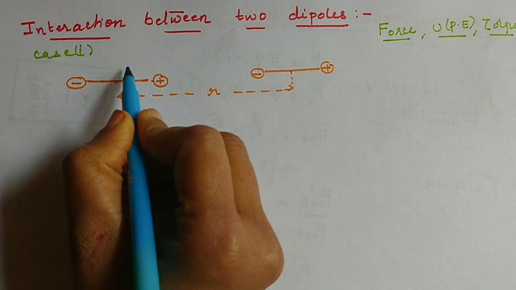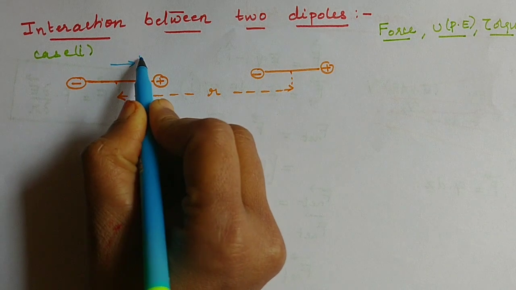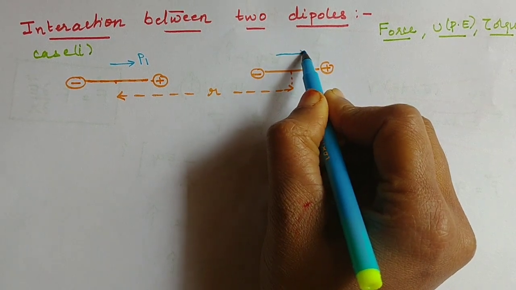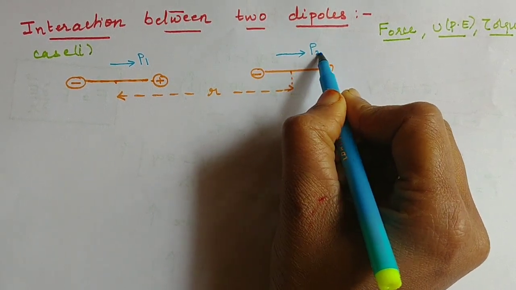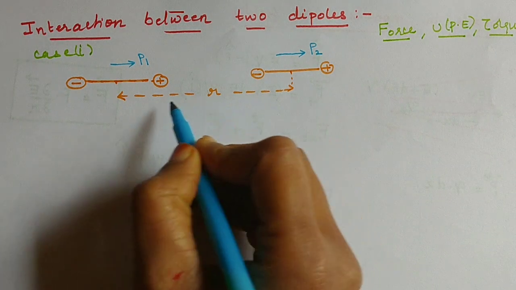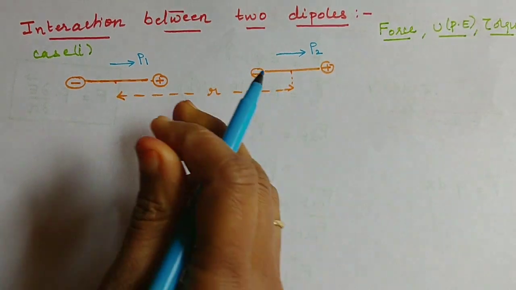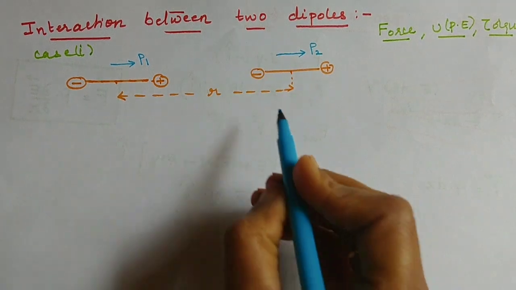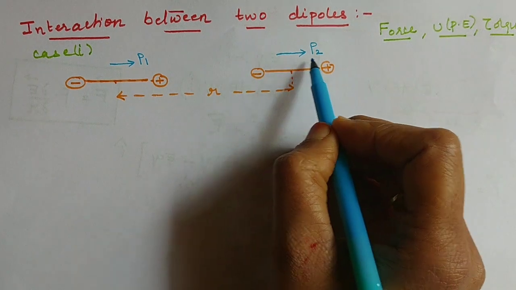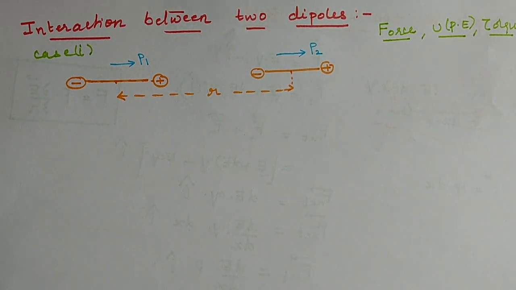I'll take this as a dipole with dipole moment P1. Another dipole, negative to positive, with a different dipole moment, I'll take it as P2. Center to center distance is R. Assume them to be point dipoles, that means the size of the dipole is much smaller when compared with R. So in the first case, P1 and P2 are aligned along the same direction.